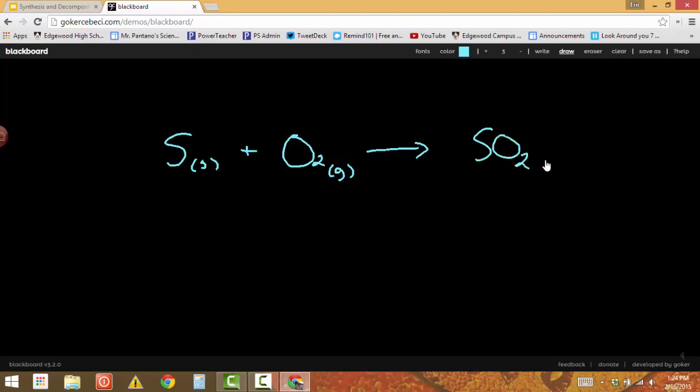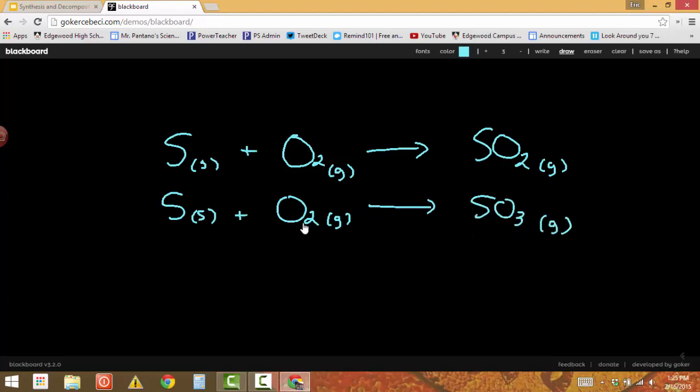Our final example was sulfur reacting with the oxygen in the air. So sulfur, that's a solid. Oxygen is one of those diatomics we talked about, O2, and it's a gas. Now, we talked about at least 2 compounds that contain sulfur and oxygen. One was SO2, that is a gas, and this happens to already be balanced. The other was SO3, which is also a gas.